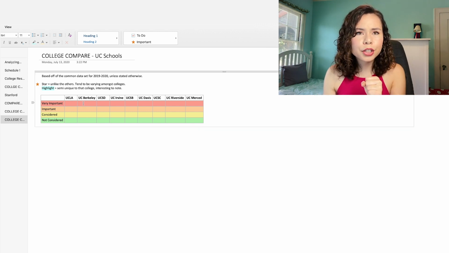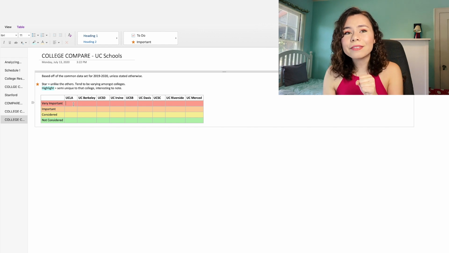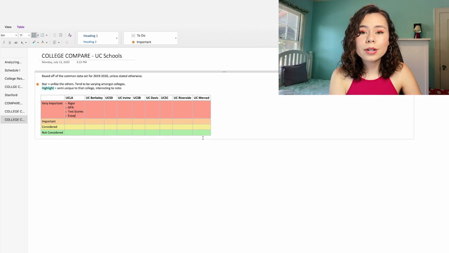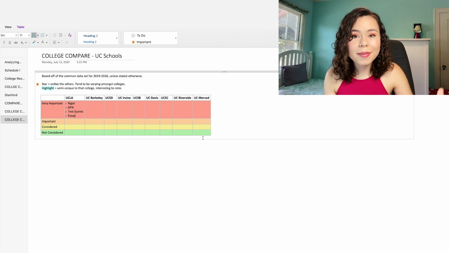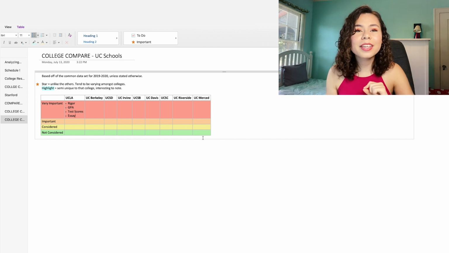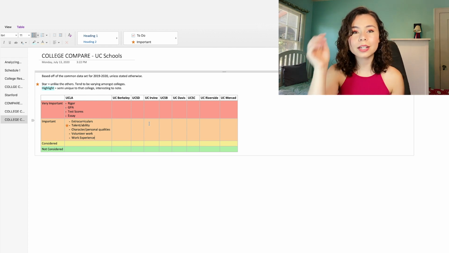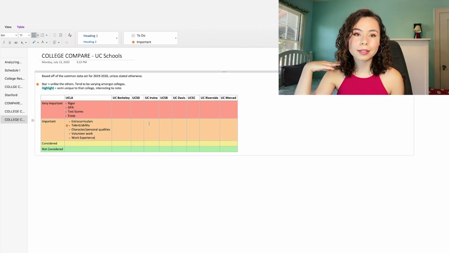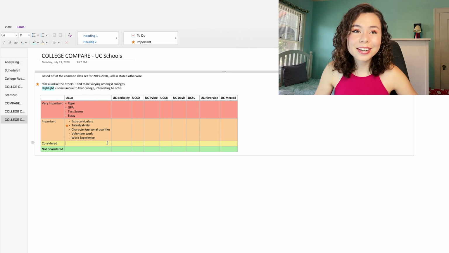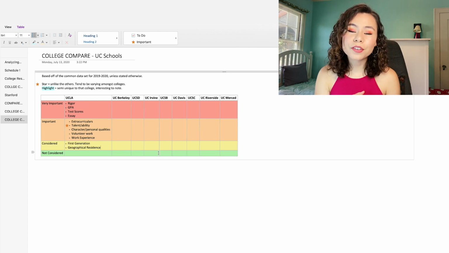Under UCLA, for very important, we have rigor, GPA, test scores, and your essay. Makes sense. Under the important section, we have extracurriculars, talent or ability, character or personal qualities, volunteer work, and work experience. And then the things that are considered are whether you are first generation and your geographical residence.